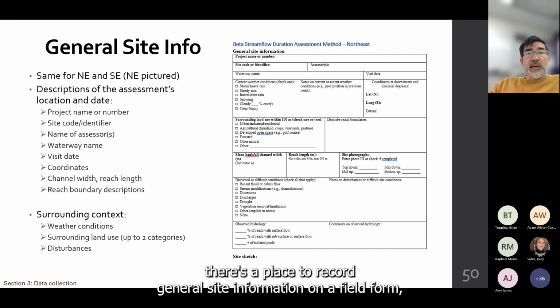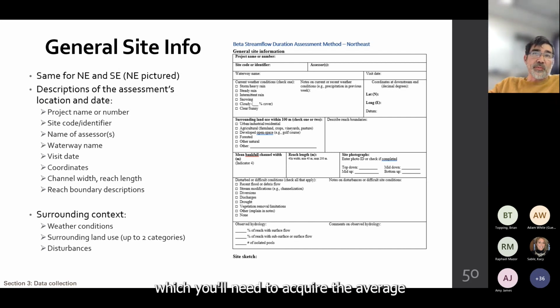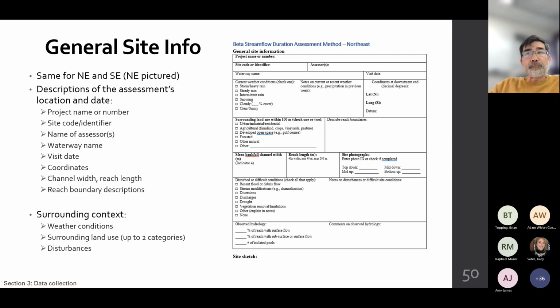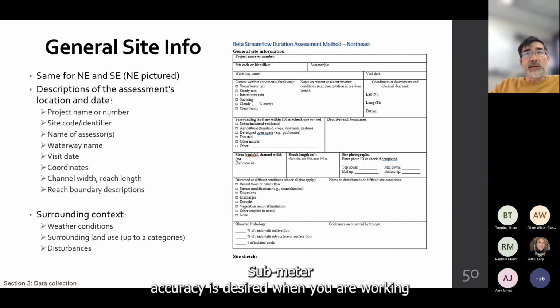There's a place to record general site information on our field form, like project name or site code, coordinates of the reach, which you'll need to acquire the average seasonal precipitation metric, as well as drainage area. And there's room for descriptions of the reach boundary.